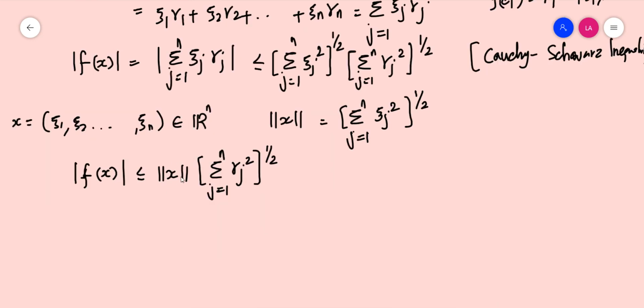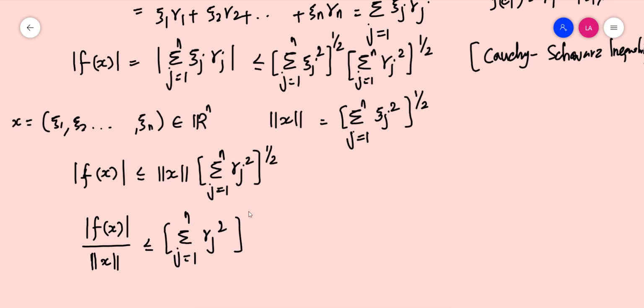Or in other words, if you move this norm x onto the left hand side, modulus of f of x by norm x should be less than or equal to summation j equal to 1 to n gamma j square, the whole raised to 1 by 2, where gamma j is equal to f of ej, where j varies from 1 to n, and e1, e2, etc., en are the basis of Rn. So this is equation number 1.